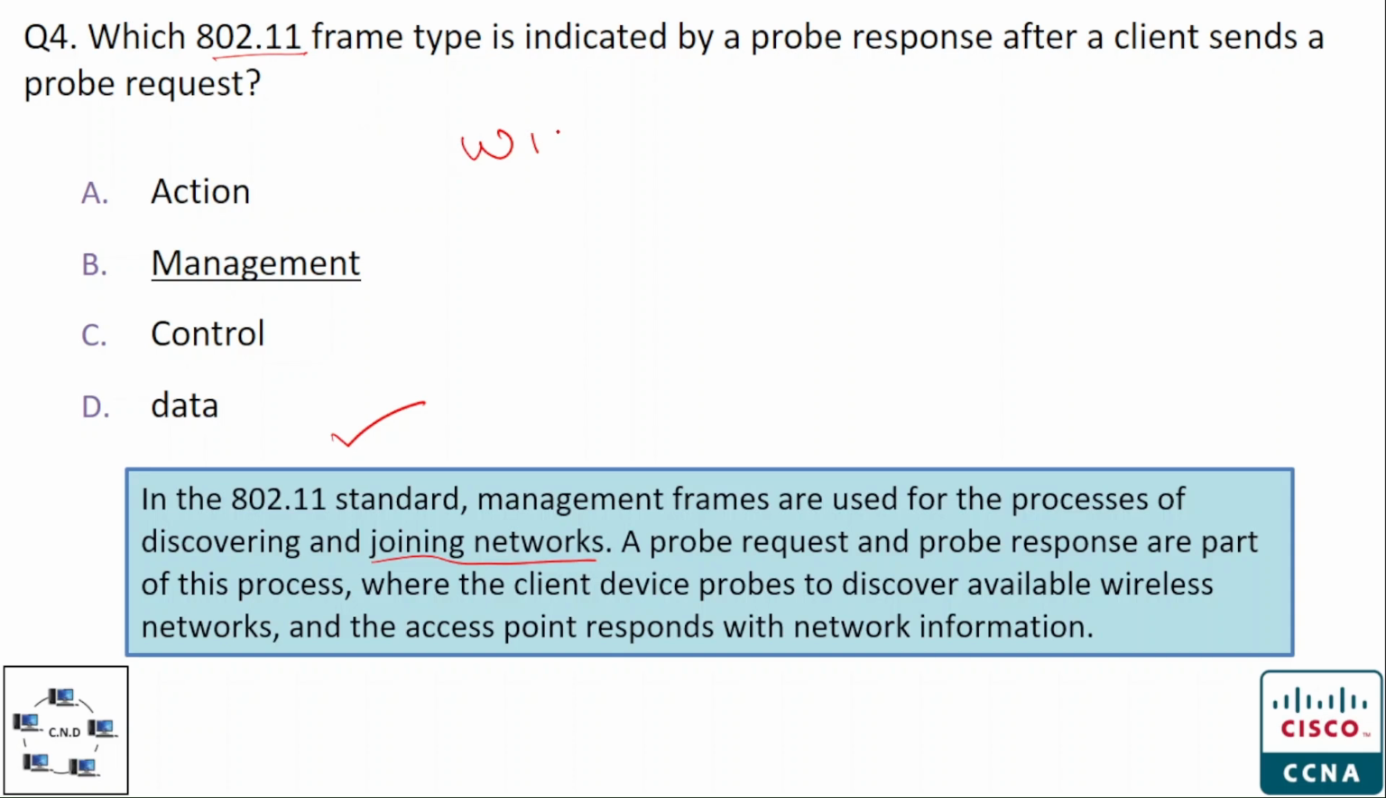802.11 is basically the Wi-Fi standard. So we are talking about which type of frames are exchanged between the client and the access point when the AP responds to a client request. So the correct option is the management frame type.